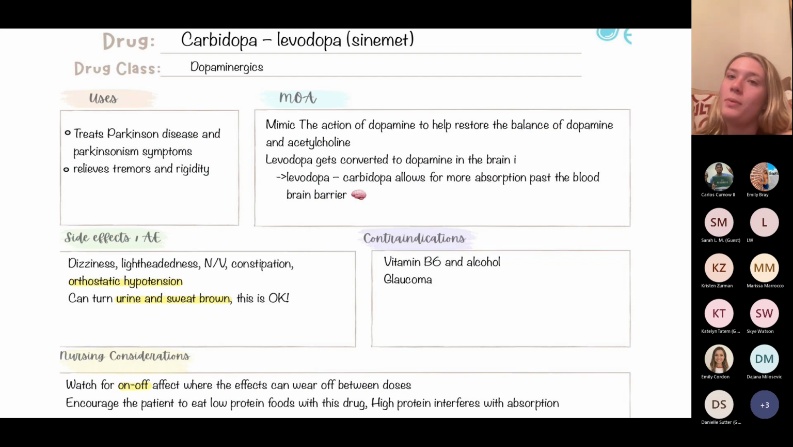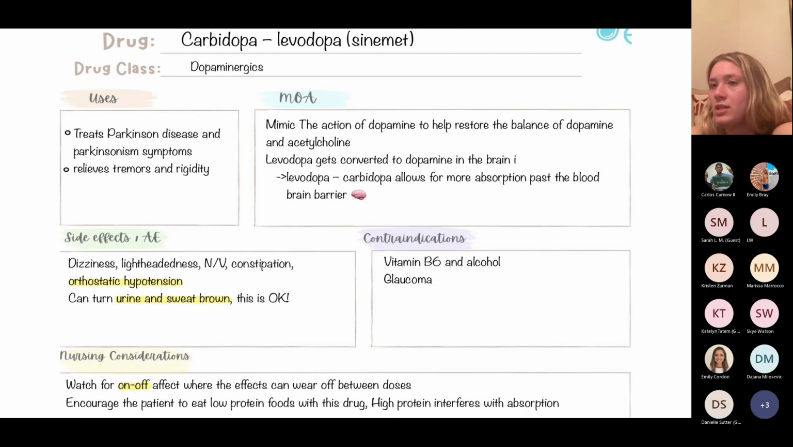Dopaminergics, levodopa, carbidopa. Again, this is used for Parkinson's. In Parkinson's, we have too little dopamine. So this drug mimics the action of dopamine to help restore that balance. Specifically, we give carbidopa levodopa because it allows for more absorption past the blood-brain barrier. This drug can turn your urine and sweat brown, but that's completely fine. So educate your patient on that so they're not showing up to the ER and getting a really high hospital bill because they thought something was wrong because they had brown sweat.